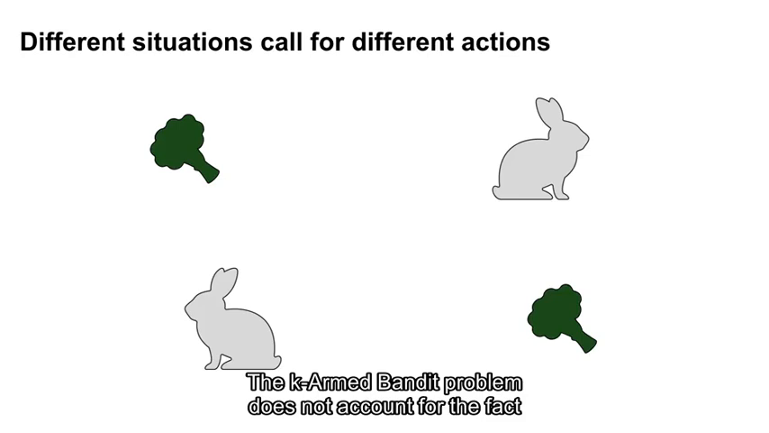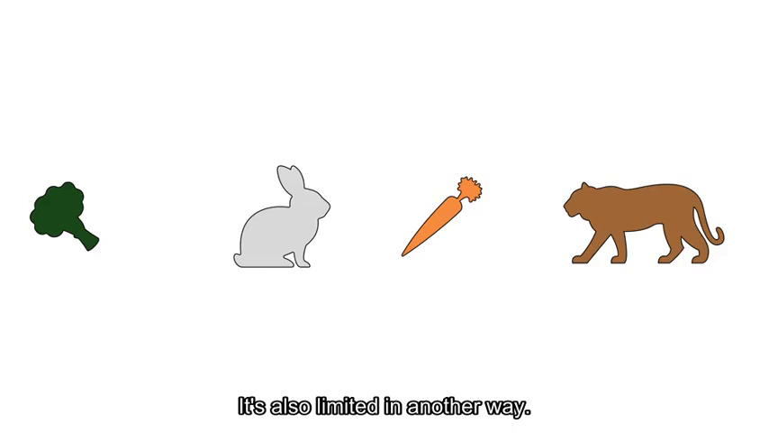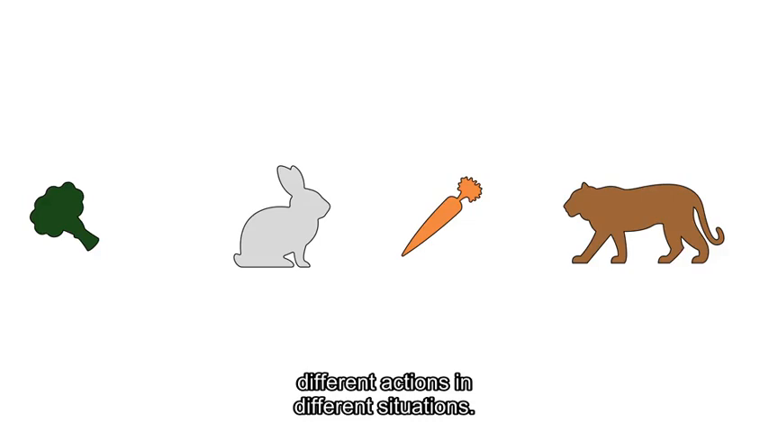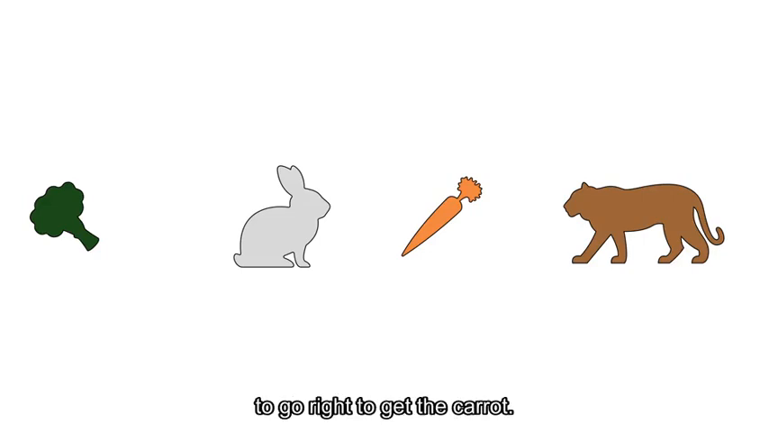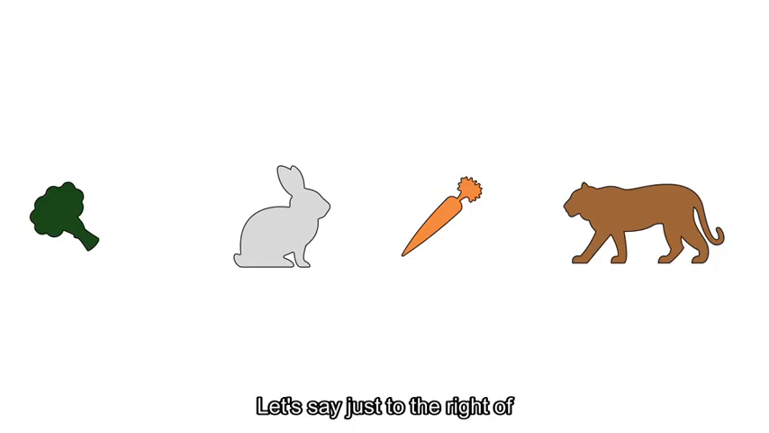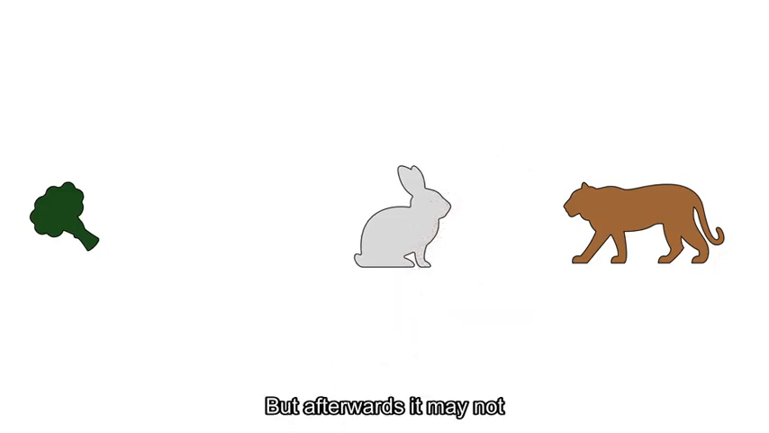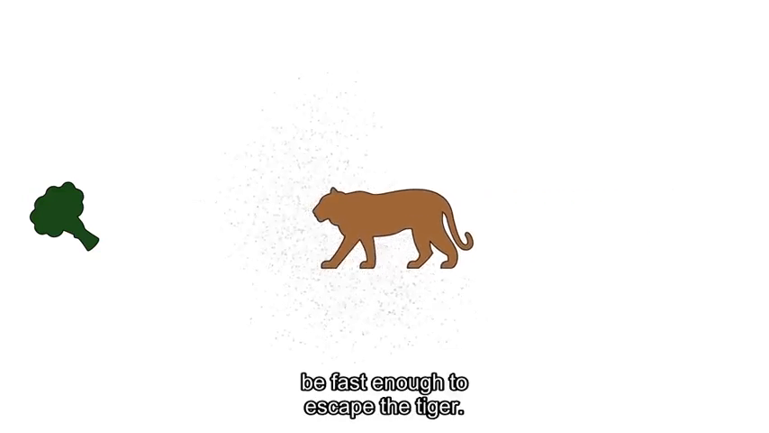The K-armed bandit problem does not account for the fact that different situations call for different actions. It's also limited in another way. Let's say we do account for different actions in different situations. Here it looks like the rabbit would like to go right to get the carrot. However, going right will also impact the next situation the rabbit sees. Let's say just to the right of the carrot, there is a tiger. If the rabbit moves right, it gets to eat the carrot. But afterwards, it may not be fast enough to escape the tiger.